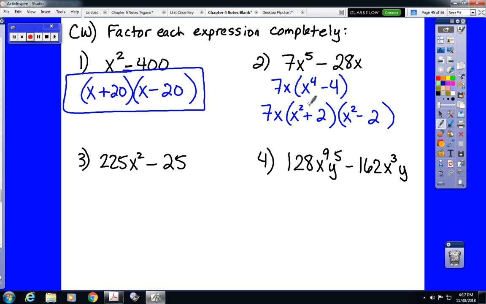This and this are both finished. This is a sum, so it doesn't factor again. And even though this is a difference and x squared is a perfect square, 2 is not. So this is finished. It cannot be factored again.